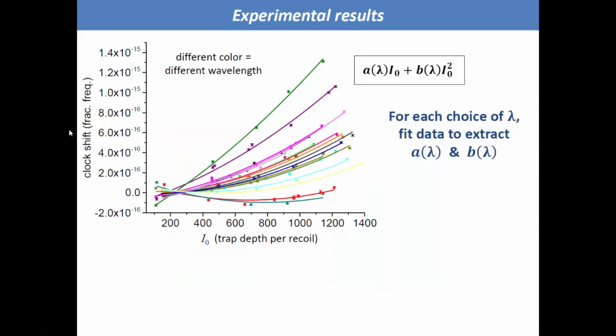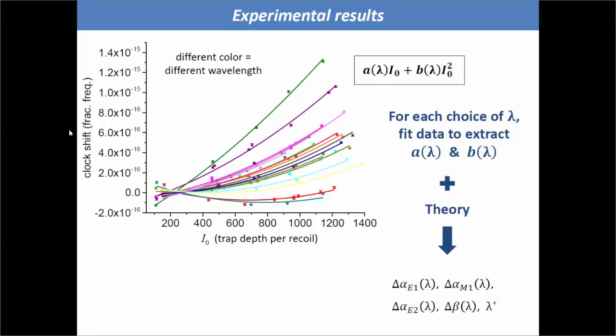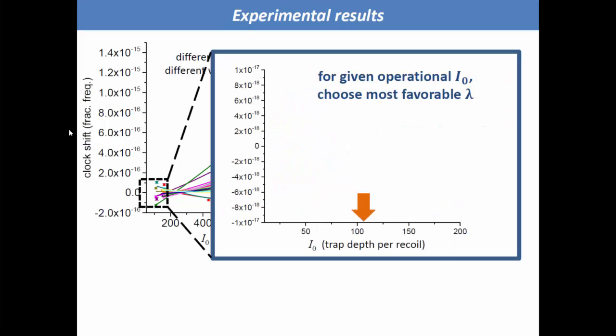But the point is that after taking all this experimental data, we have a good characterization of these coefficients A and B. We can throw a little bit of theory at this and get information about these atomic factors down here that are wrapped into A and B, as well as the magic wavelength if we want. However, that's not really what's of concern to us for clock operation, because at the end of the day, we're just going to pick whatever wavelength is the most convenient for our operational conditions. So suppose we want to operate at a depth of 110 recoil, which is pretty standard for us. Then we're just going to pick a wavelength from this group or somewhere in between that gives a nice quadratic minimum at 110 recoil.